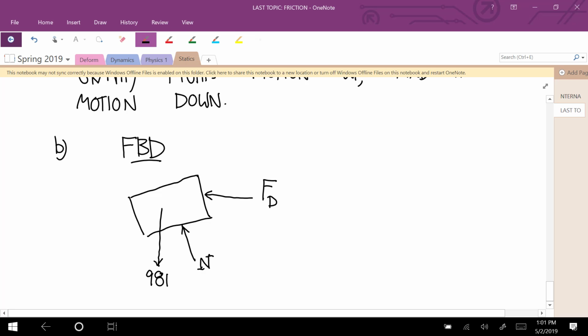But now that force FD is trying to make it move down the ramp, and friction is resisting that. And so the friction force is 0.2N. I hope I made the coefficient big enough. It's possible that if you make that friction force too small, it won't take any force FD to make it slide down. It'll just slide down under its own weight. I hope I made it big enough.